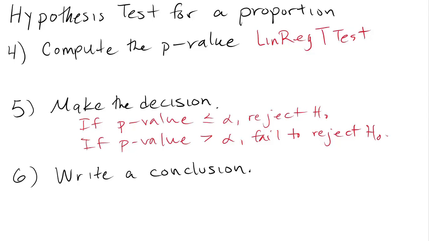So in step 6, if we reject the null hypothesis, we're going to say that there is a linear correlation between the two variables, and if we fail to reject the null hypothesis, we'll say that we couldn't show that there was a linear correlation. There's not enough evidence to conclude that there's a linear relationship between these two variables.